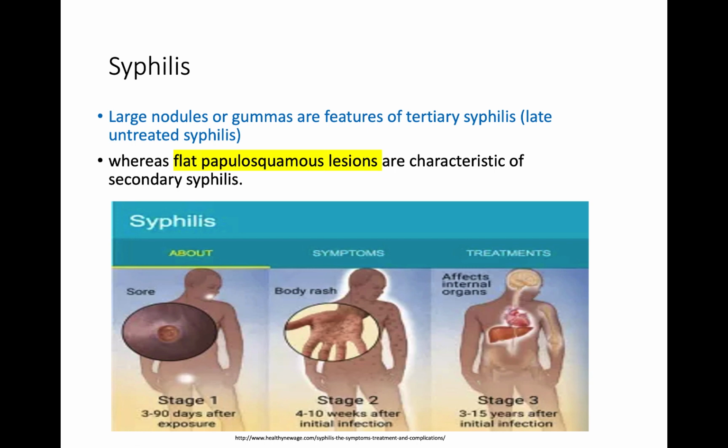Syphilis. What skin changes do we see with syphilis? Large nodules or gummas are a feature of tertiary syphilis, which is the late untreated syphilis. Of course, here we wouldn't worry about the skin; probably the tabes dorsalis or neurological problems are more worrisome at that point. But we are looking at skin lesions. Flat papillosquamous lesions are characteristic of secondary syphilis. So 33 to 90 days after exposure to the sore, the rash appears, which is stage 2, and then stage 3 will spread through the internal organs. So this is what we're going to talk about.